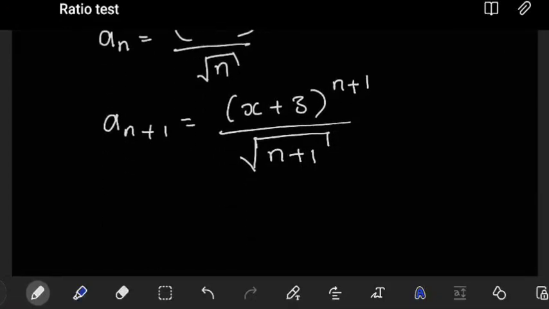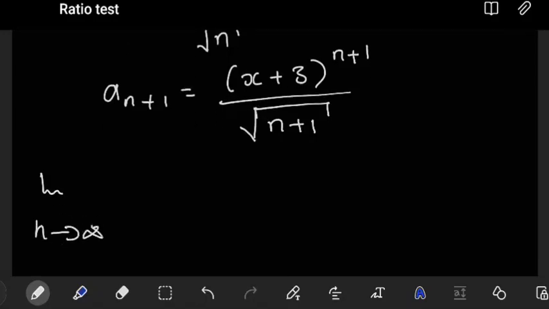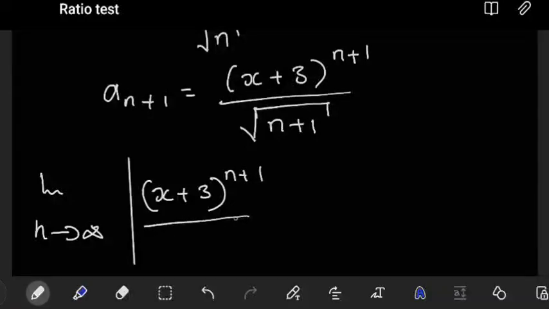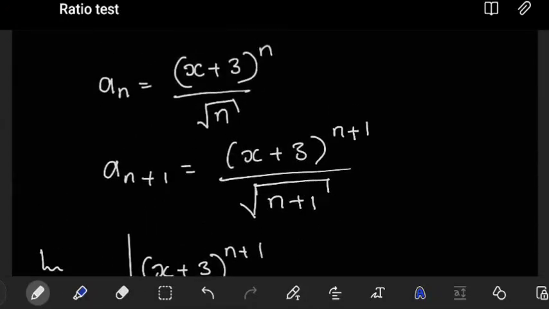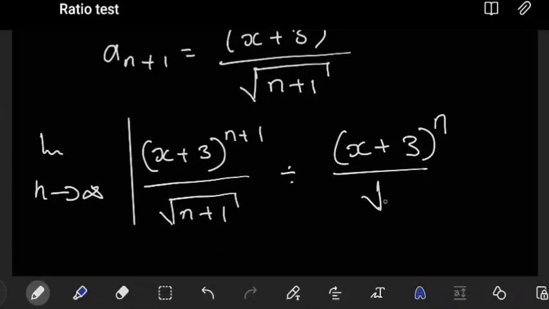Now the next part is going to be to bring in the test. So what we want to see is the limit as n approaches infinity, and this is going to be the modulus of our a sub n plus 1, which is just going to be x plus 3 to the power n plus 1 divided by root n plus 1. And then this is being divided by our a sub n, which is just x plus 3 to the power n over root n. Now, of course, we have that modulus there.